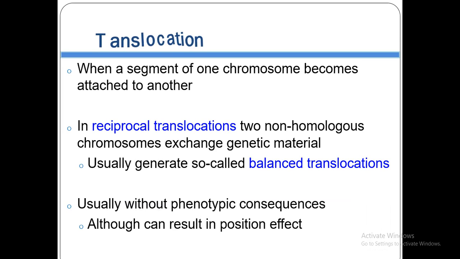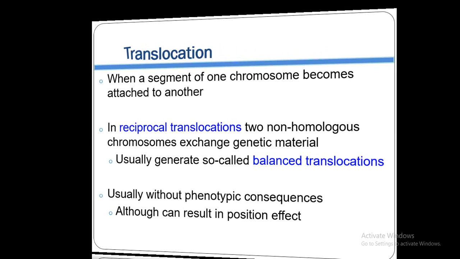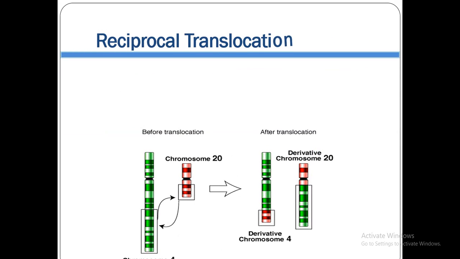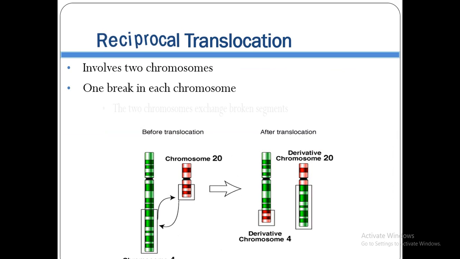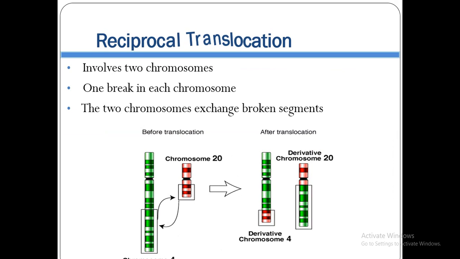Then we have translocation. Translocation is basically one segment of one chromosome being transferred to another chromosome. We have two types of translocation. First is the reciprocal translocation, wherein two chromosomes exchange their segments. For example, chromosome number 4 has been translocated to chromosome 20, while some segments of chromosome 20 have been translocated to chromosome 4.